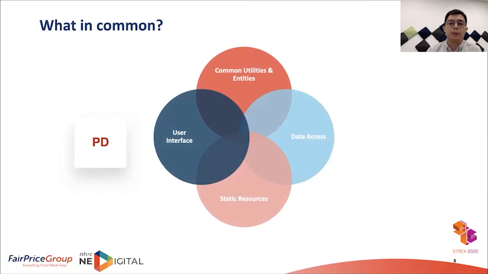There are probably some common utilities or common entities like, for example, a very easy product entity that every functional core would have. And then there are also static resources like translation strings and UI files. So these are the kind of static resources that we also have in common, as all functional cores would.